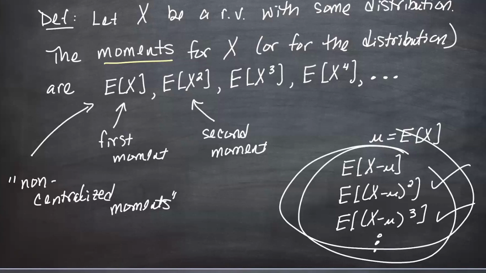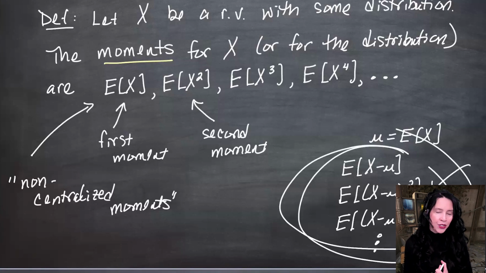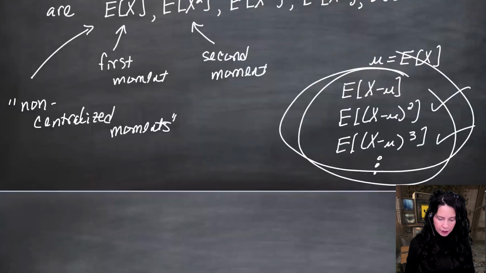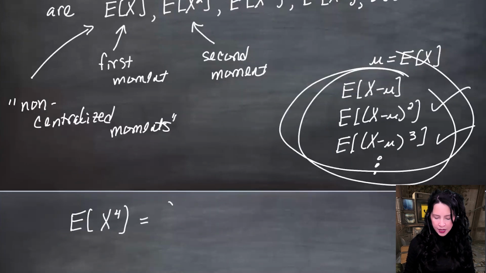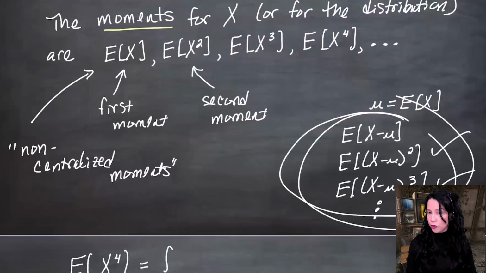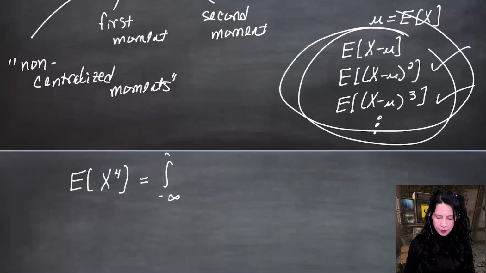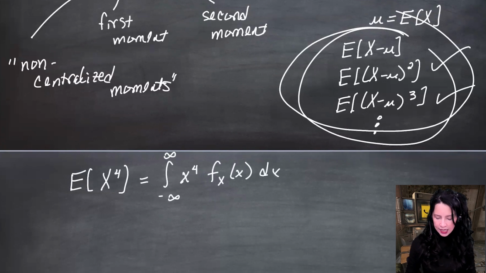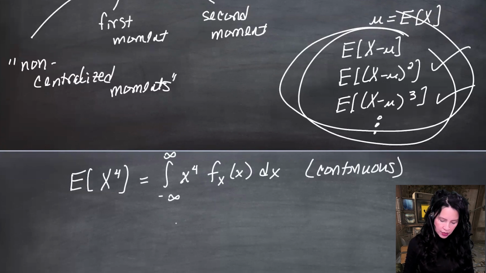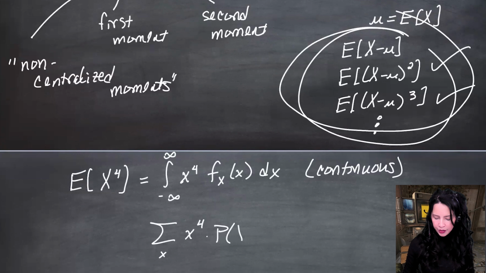Mu. So the moment generating function is something that can generate or compute these moments for us. I mean, we do know how to compute these. For example, the expected value of X to the fourth would be the integral or sum. Now, this definition is for discrete or continuous. So maybe the integral of X to the fourth times the PDF for X dx in the continuous case, or the sum over all X of X to the fourth times the PDF, which is just a probability in the discrete case.